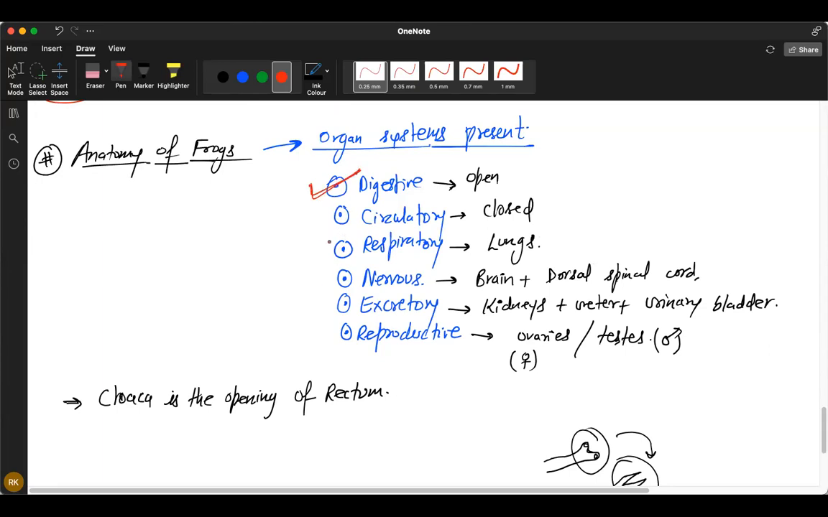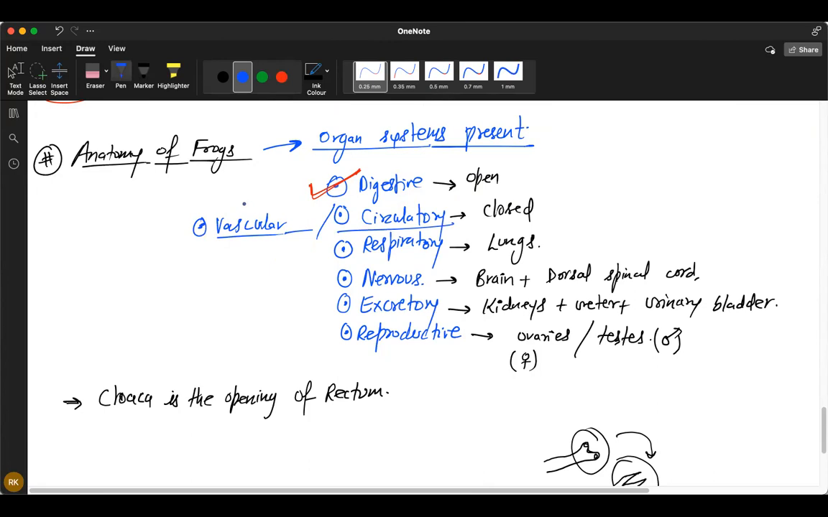Okay, so that's about the digestive system, things that you have to remember. Now let's talk about the circulatory system. What is the circulatory system also known as? Blood vascular system, right? It contains heart and blood vessels.